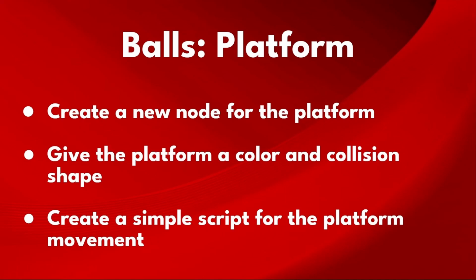All right, in this section, we're going to create a platform. We're going to start off creating a new node for the platform. Then we're going to give the platform a color and a collision shape. We're also going to create a simple script to give the platform movement by following the mouse side to side. Now let's jump right in.